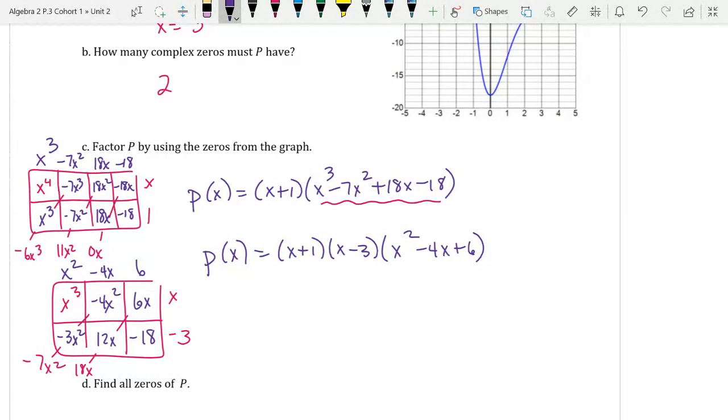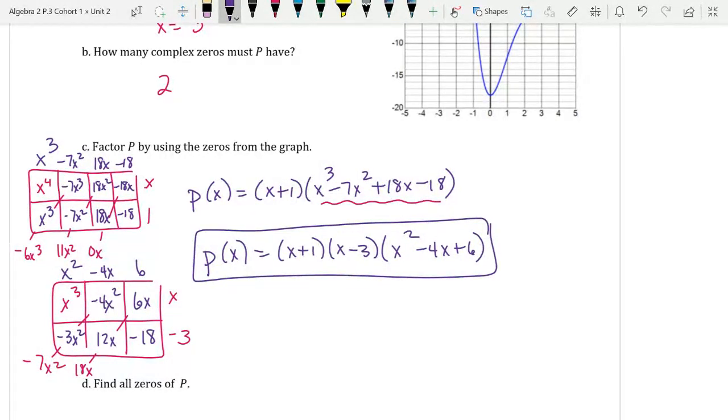That last one, does anything multiply to 6 to make -4? The answer is no. So the only way to factor this last one would be using complex numbers. So we're good. We're done. Right? I don't have to go any further than that.